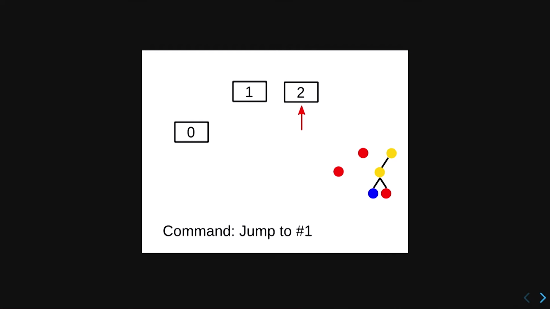So that's all well and good. We're recreating this little mini tree on the right. Remember, we're tracking this stuff as the program runs. But we're still pointing to number 2, right? What the program says now is jump to 1. So go ahead, and now the arrow moves to strand number 1.